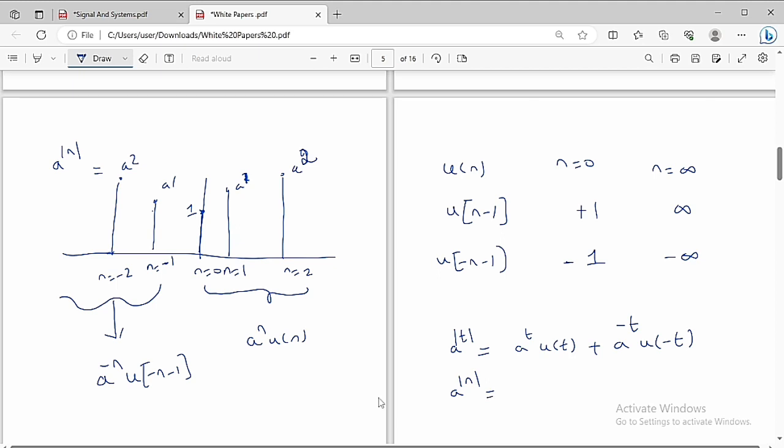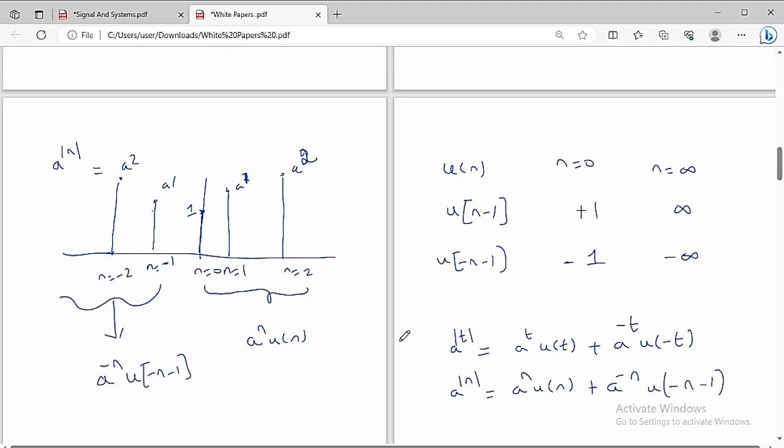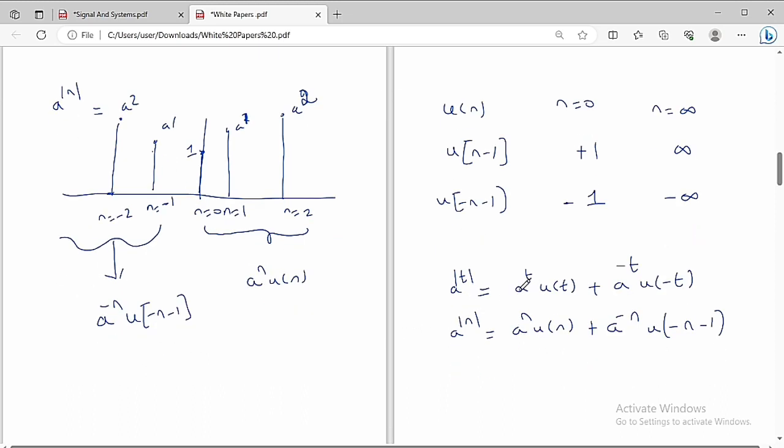And a to the power of mod n is a to the power of n into u of n plus a to the power of minus n into u of minus n minus 1. So this is a thing always you have to keep in your mind. So a to the power of mod t in the continuous time is a to the power of t into u of t plus a to the power of minus t into u of minus t. In the discrete time case, a to the power of mod n is a to the power of n into u of n plus a to the power of minus n into u of minus n minus 1.